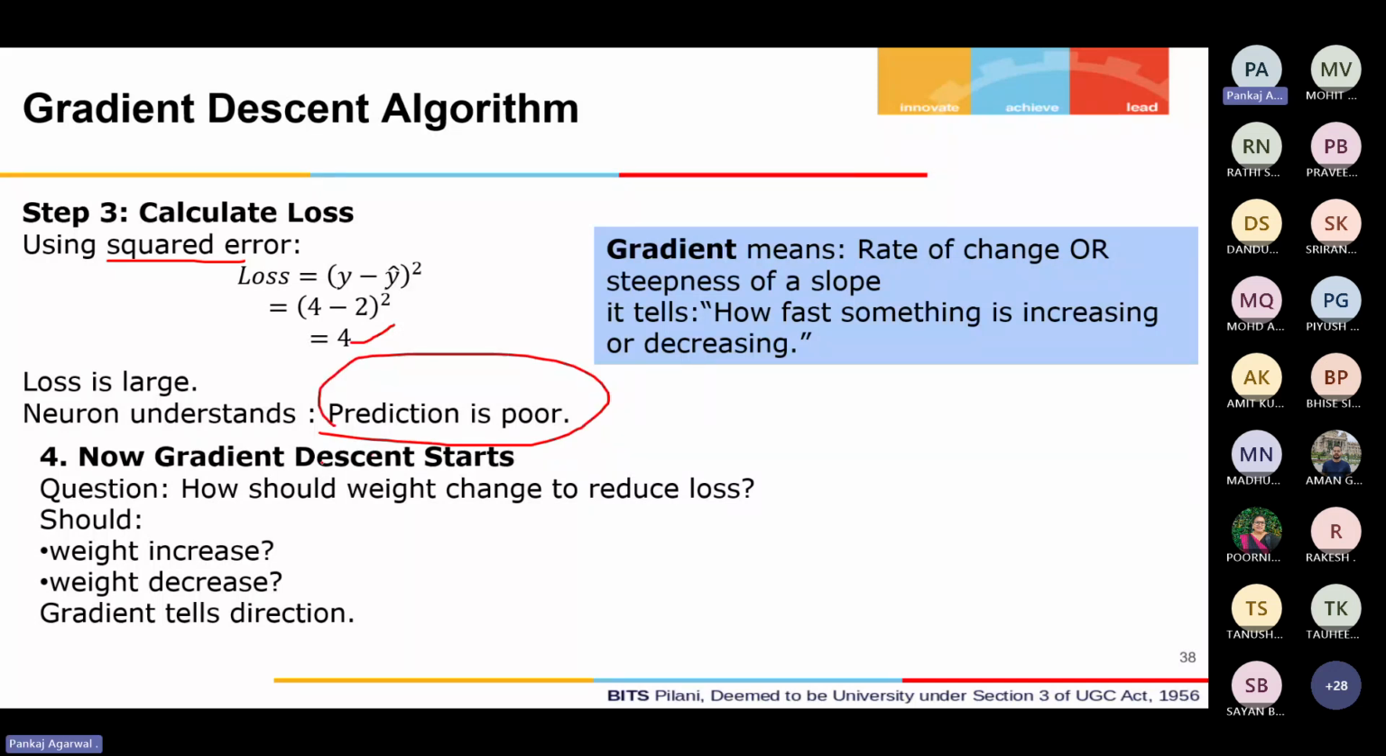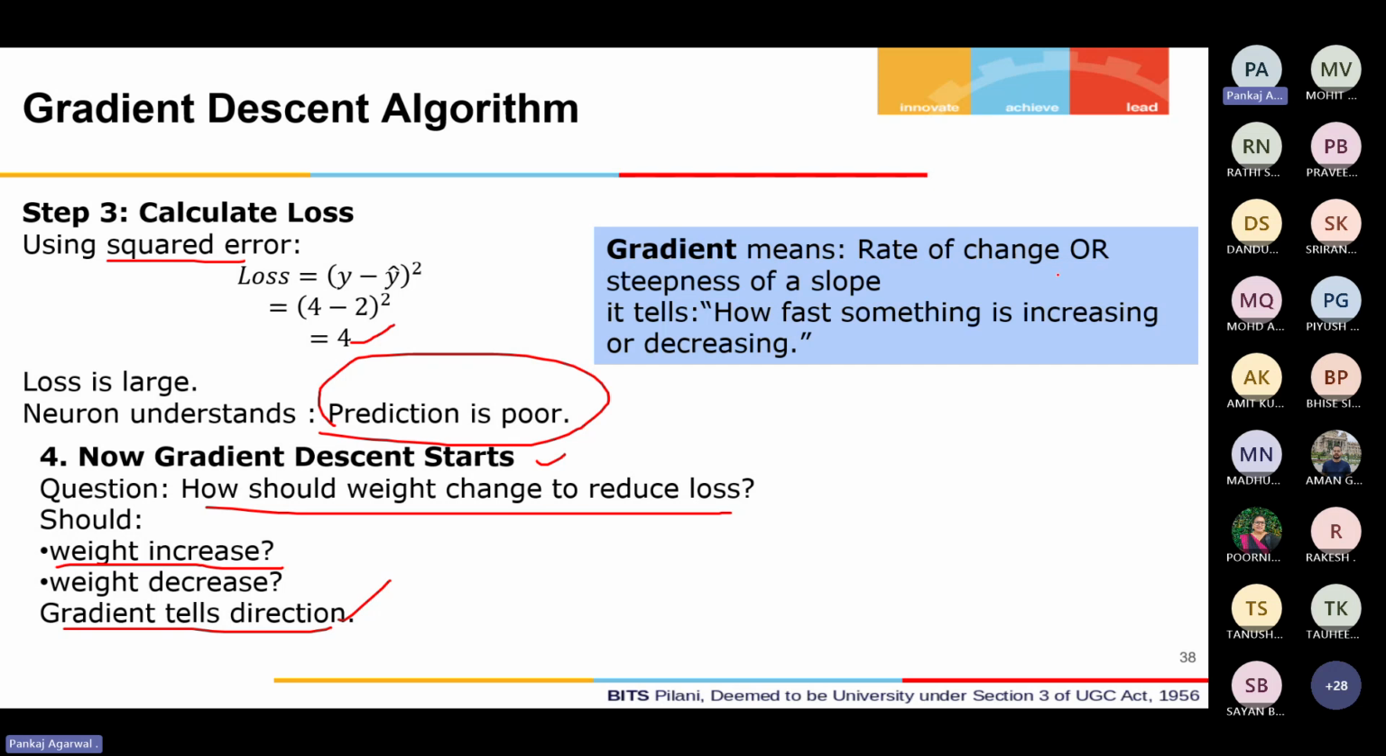Now what would we do? Gradient descent would start over here, isn't it? So we have calculated the loss. We would now calculate the gradient part. So how should the weight change to reduce the loss, right? That is what I would do in gradient descent. So obviously it would decide whether I should decrease the weight or increase the weight, and which direction I have to take. So these are the two things that I have to do. Everyone knows what exactly gradient is. Gradient is what?